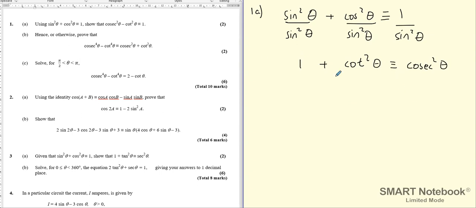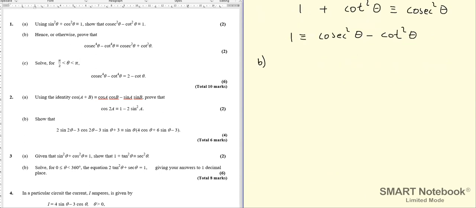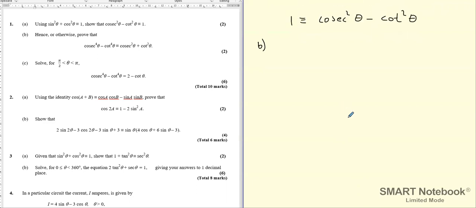And this almost looks like the thing we want. We just need to bring cot squared over to the right hand side. And so we get 1 is identical to cosec squared theta minus cot squared theta. So that's part A done. Let's have a look at part B. So in part B it says hence or otherwise prove that cosec to the power of 4 theta minus cot to the power of 4 theta is identical to cosec squared theta plus cot squared theta.